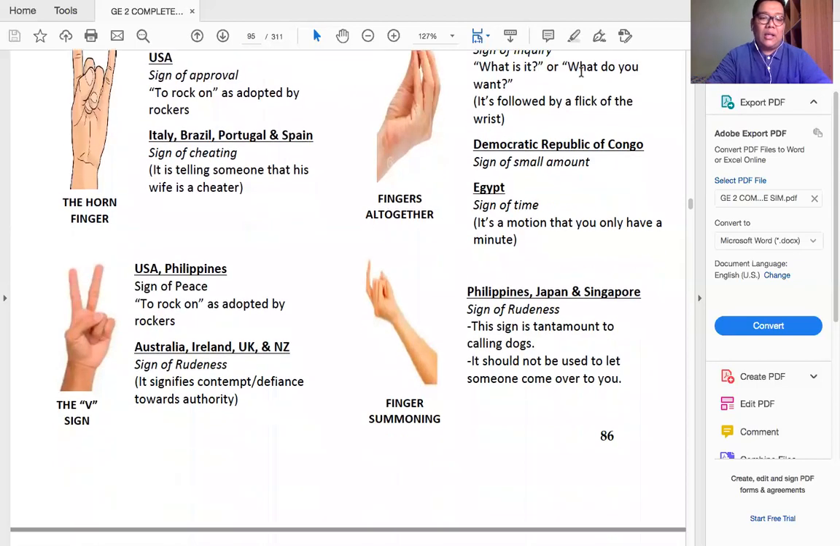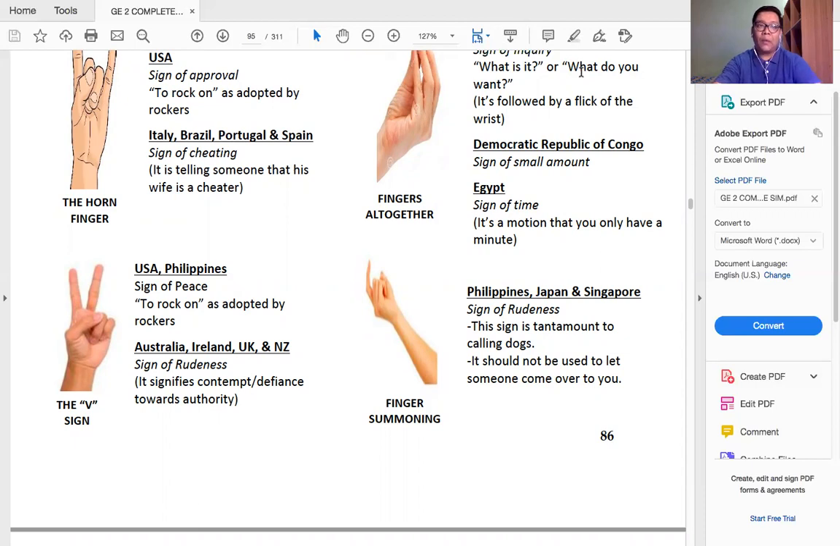Next one is the V sign. Now, here in the Philippines, we know that this symbolizes peace, right? However, if you go to Australia, Ireland, United Kingdom, and New Zealand, this one is actually a symbol of rudeness. It signifies contempt, defiance towards authority.